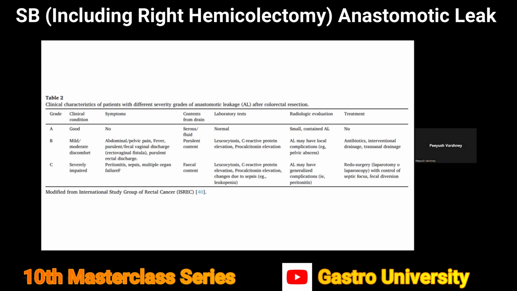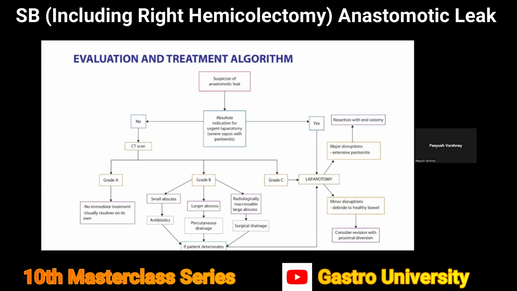In grade B, there is usually abdominal pain, fever, or some discharge from either the catheter or the wound site, and it may require additional intervention in the form of percutaneous drainage and antibiotics. Grade C is finally where the patient is in florid sepsis and peritonitis and will require a redo surgery in the end, possibly a diversion.